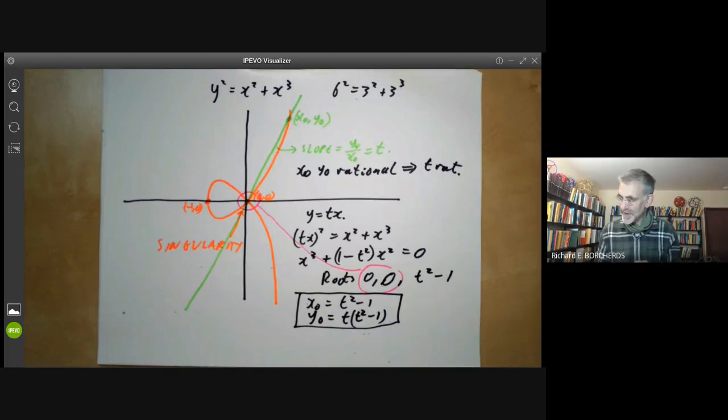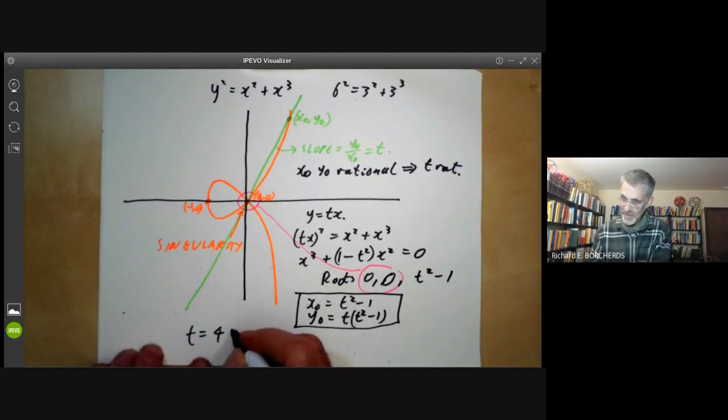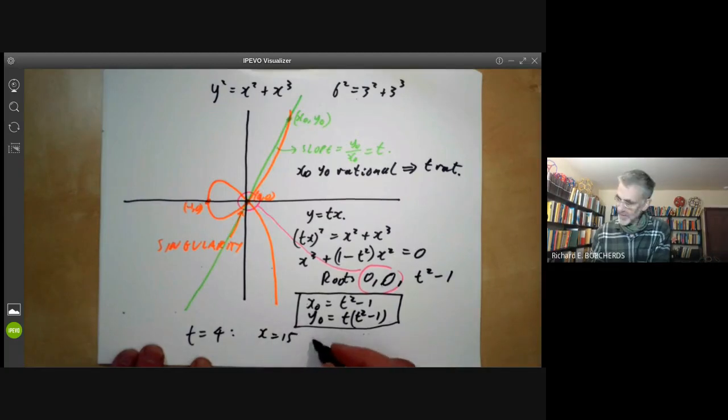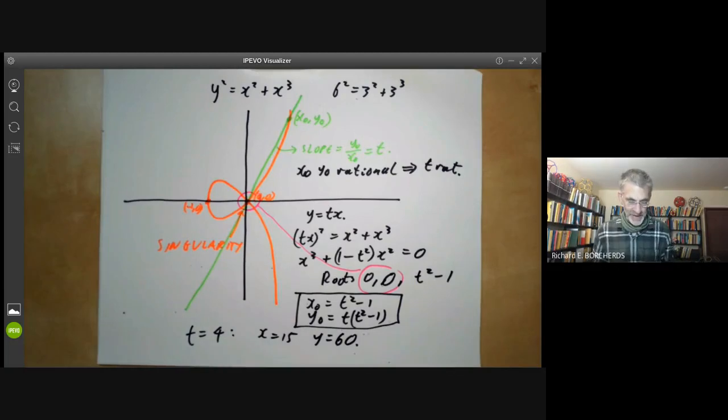And of course, we want integer solutions, so we might take t to be an integer. For instance, we could take t equals 4, and we get the solution x equals 15, y equals 60. And similarly, you can generate as many solutions as you like.